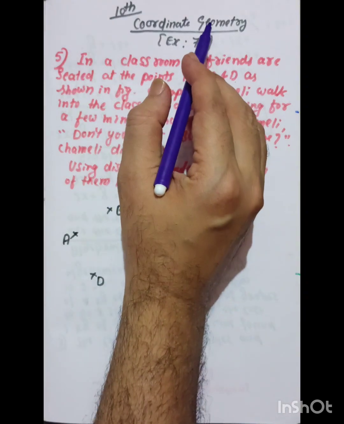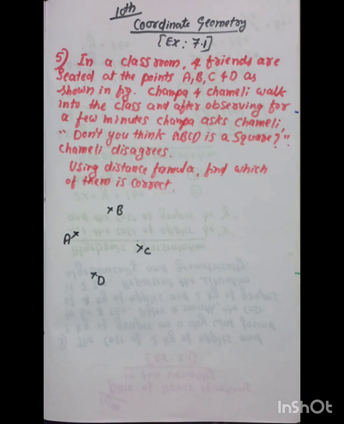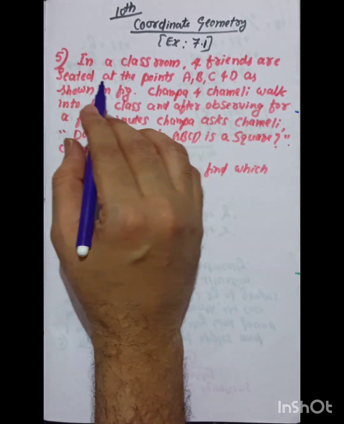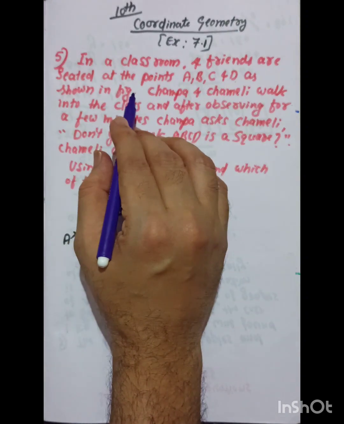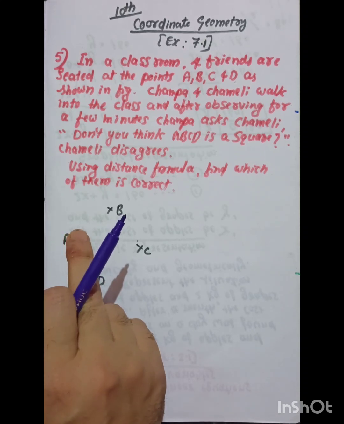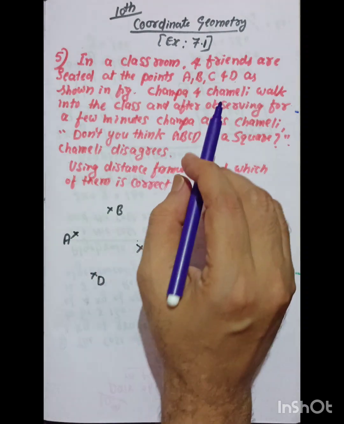Let's learn coordinate geometry of 10th standard exercise 7.1 problem number 5. In a classroom, four friends are seated at the points A, B, C and D as shown in the figure. Here is the figure, but you can get the exact figure in the textbook. Please refer to the textbook to get the exact picture.